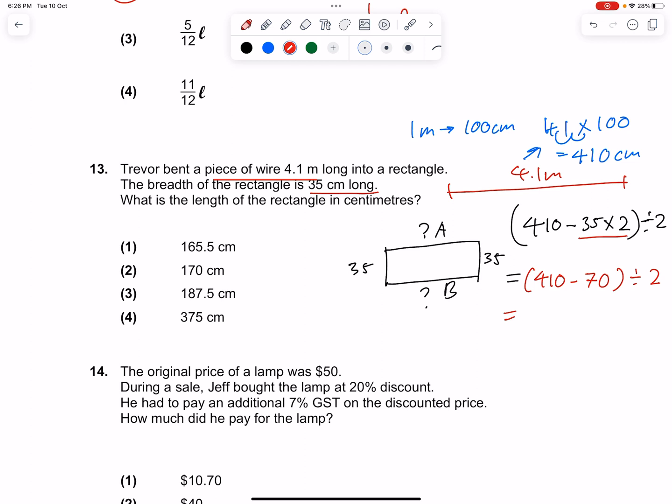Okay, so in this case, 410 minus away 70, your answer is 340, and then you divide by 2. So 340 divided by 2, your answer is 170. So the answer is 2.